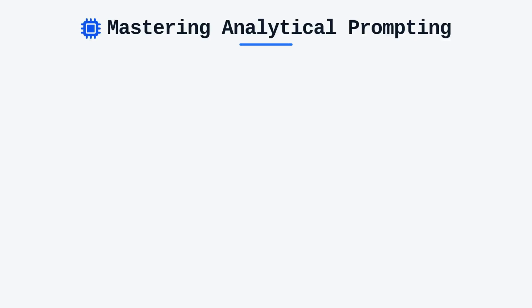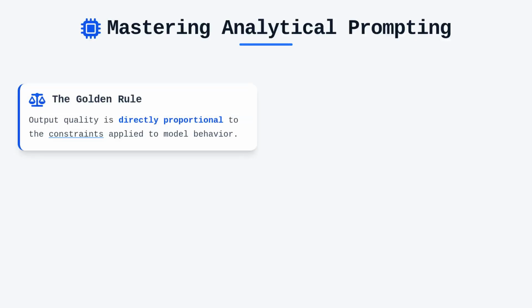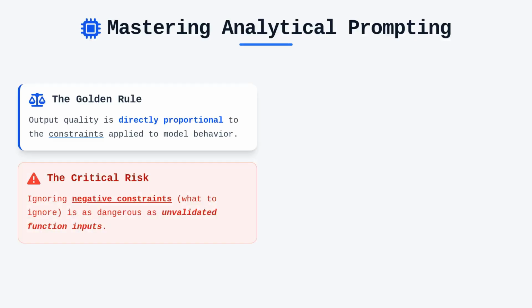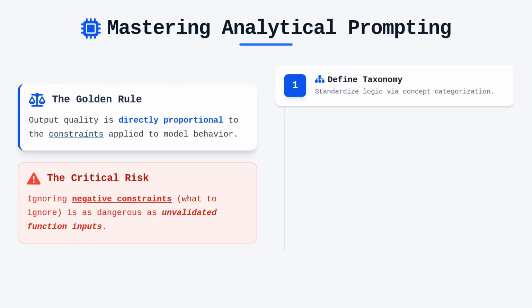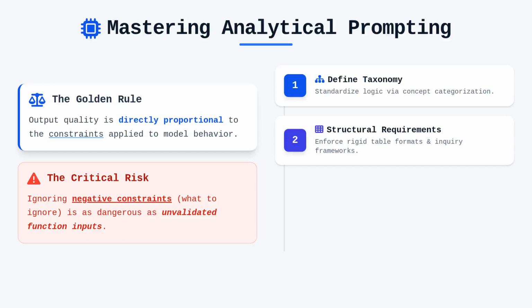As you build these analytical prompts, remember that the quality of your output is directly proportional to the constraints you apply to the model's behavior. A prompt lacking specific instructions on what to ignore is as dangerous as a function that fails to validate its inputs. By defining your taxonomy, setting structural requirements for tables, and enforcing a specific inquiry framework, you ensure the model behaves like a consistent analytical service.